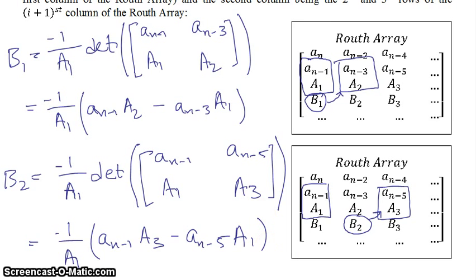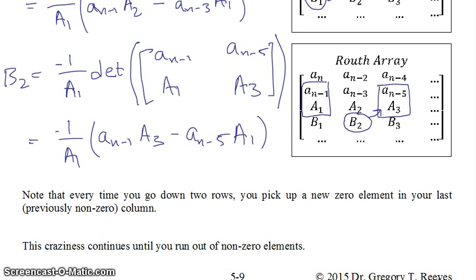Okay, good. Now note that every time you go down 2 rows, you pick up a new 0 element in your last previously non-zero column, and you just basically continue this craziness until you run out of non-zero elements. And so that is how you construct the Routh array. Now once you construct the Routh array, you just look down the first column of the Routh array to make sure that every single element in that first column is positive. And if that's true, then you have a stable system. In the next couple screencasts, we'll look at a few examples of how to use the Routh array.